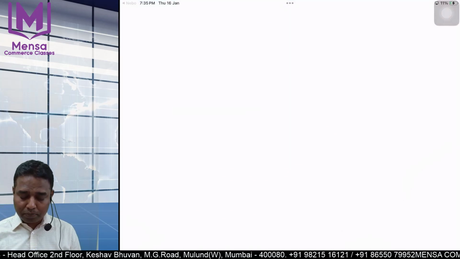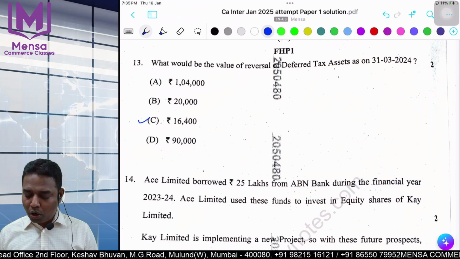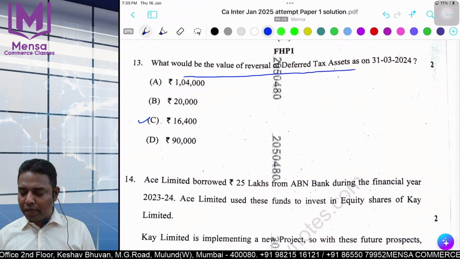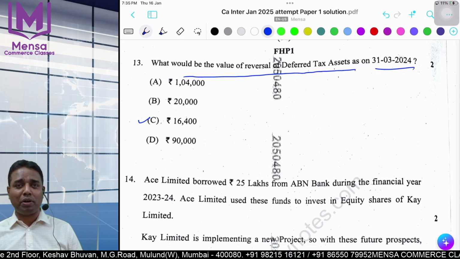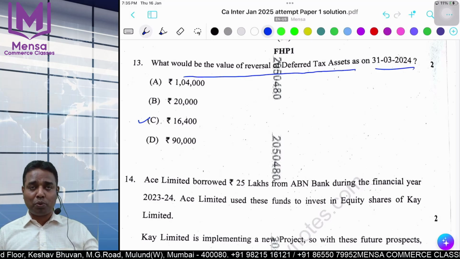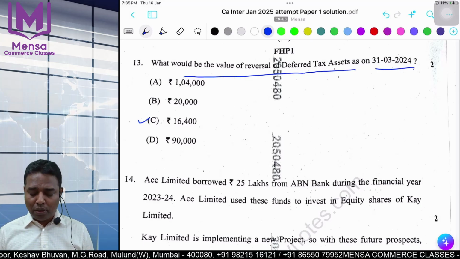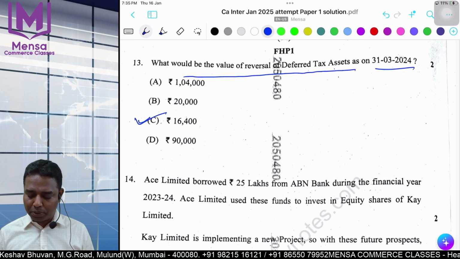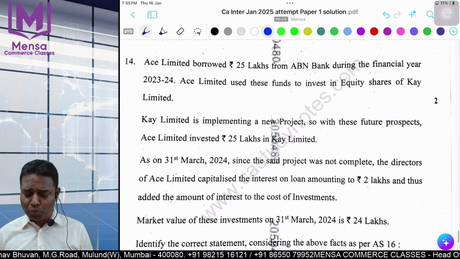What is the case here? What will be the reversal of DTA on 31st March? We have already discussed that. That is related to the Provident Fund. So that was 16,400. That is option number C. Let's move on to the next one.